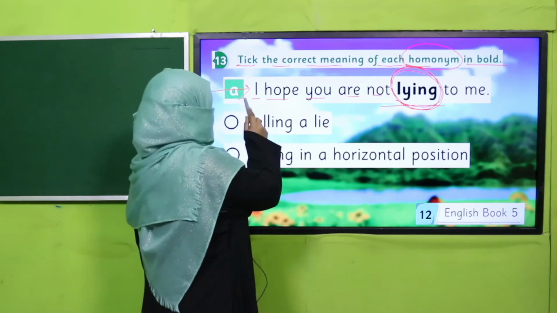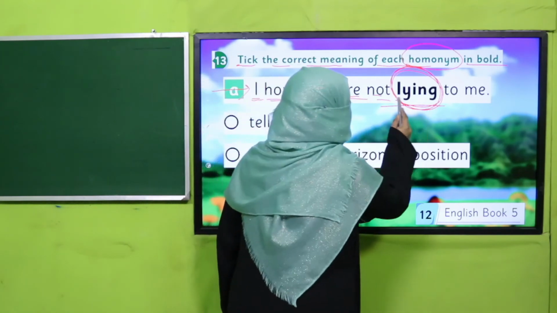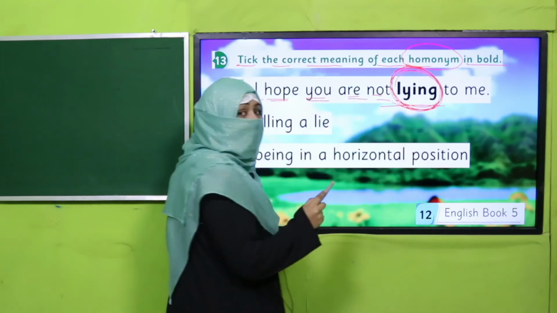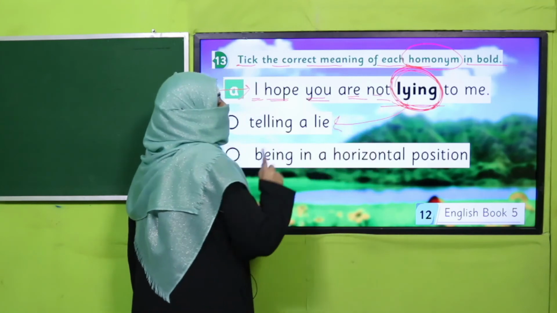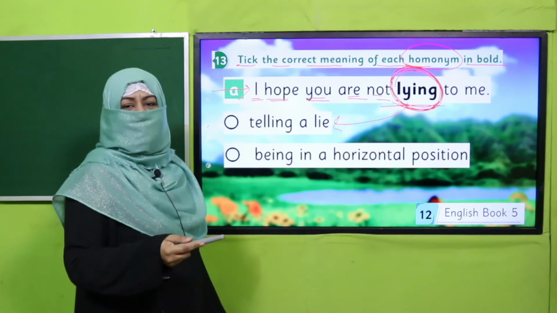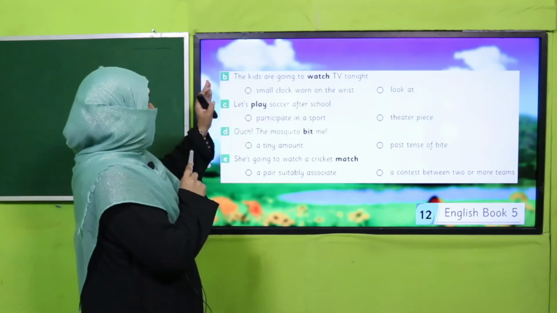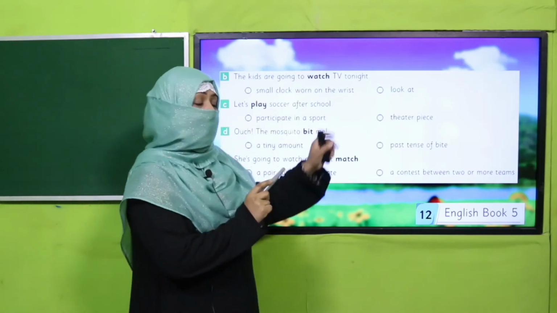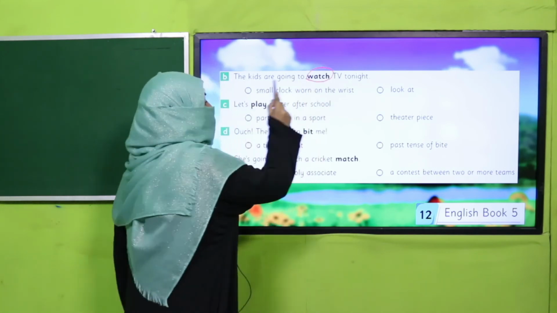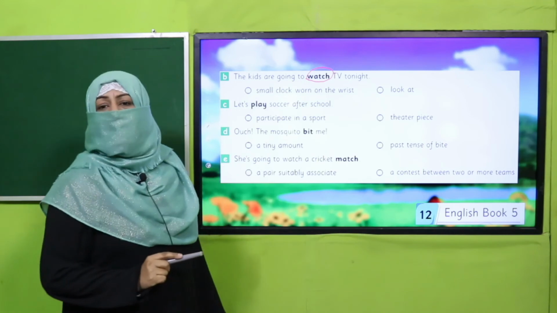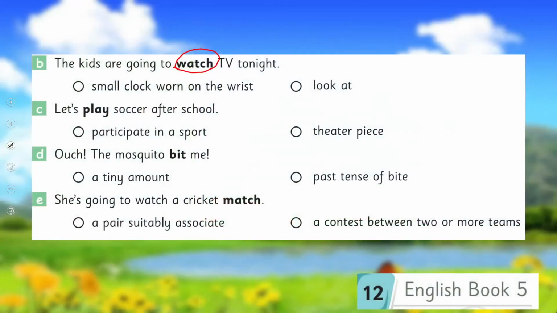So here, once again, read the sentence. I hope you are not lying to me. So this lying means what? It's very obvious. It's telling a lie. It's not the lie down for sleeping. All right. So likewise, you will keep reading the sentence and keep pointing the correct meaning, because this word can have two meanings. You have to select which correct meaning this word is referring to. Pause the video and complete this exercise.